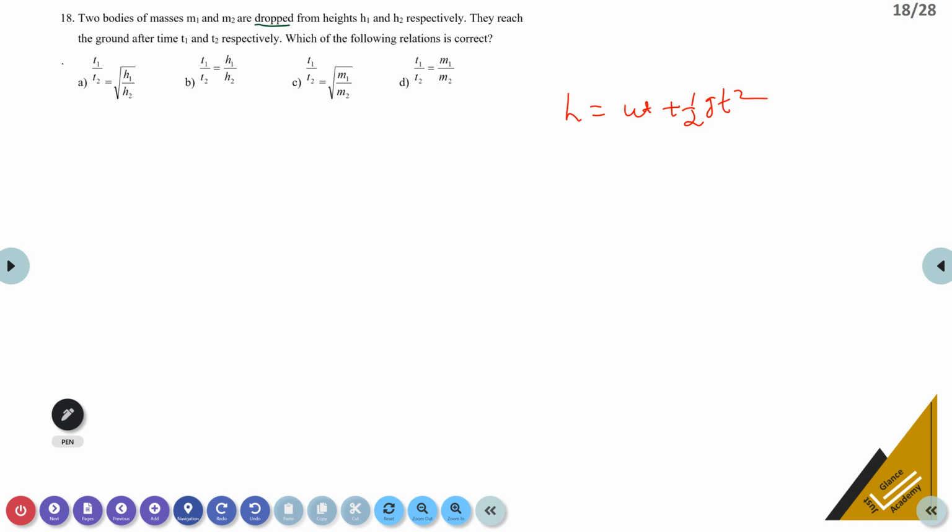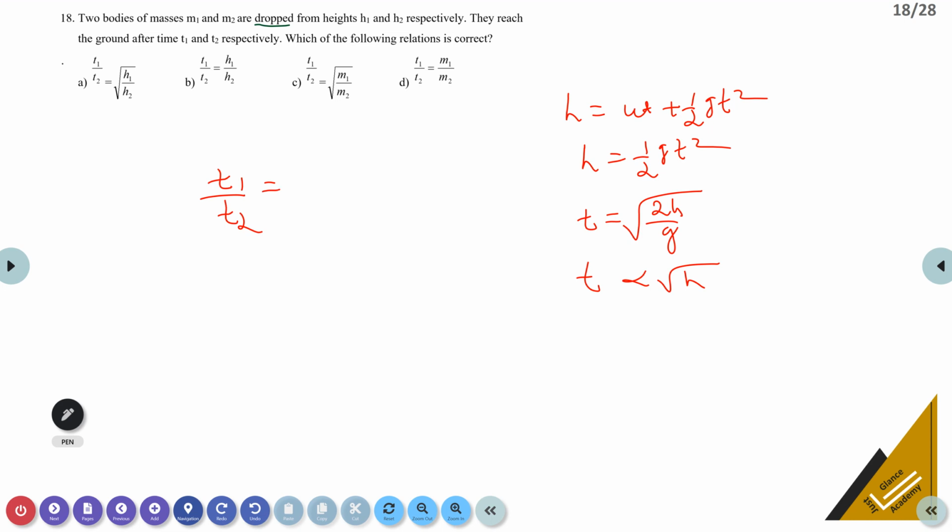So dropped, initial velocity what? 0. h equal to half gt square. So that t equal to what? Square root of 2h by g. So that t is directly proportional to square root of h. So that t1 by t2 equal to square root of h1 divided by h2. Or else you can write square root of h1 divided by square root of h2. Both are same. So this is the right choice.